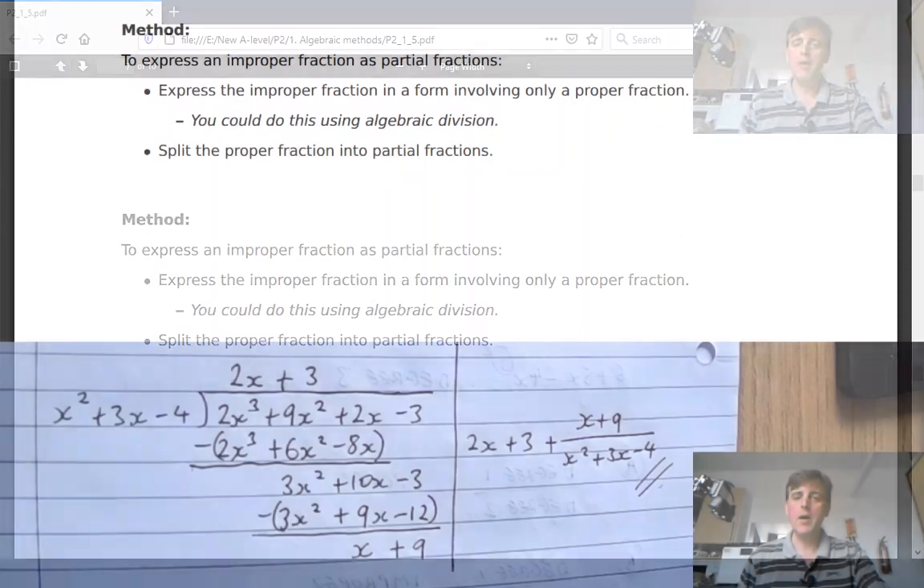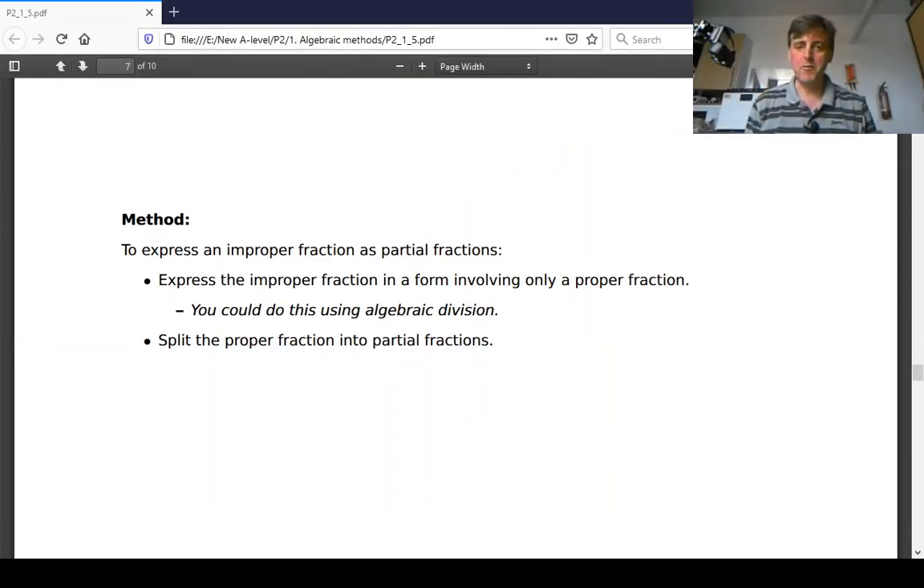Okay, so hopefully that doesn't look too different from when you've been doing algebraic division in the past. Maybe we didn't worry too much about the remainders in the past, but hopefully you're getting on with that okay. Now you may be thinking to yourself, well, why do we care about proper and improper fractions anyway? What's wrong with an improper fraction?